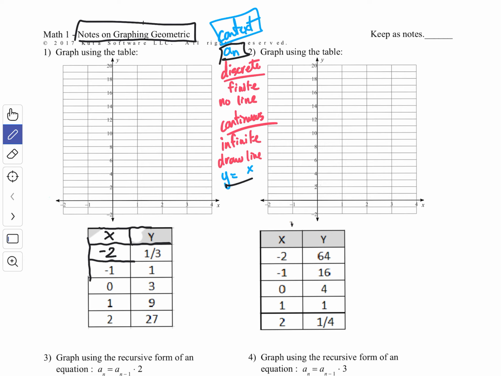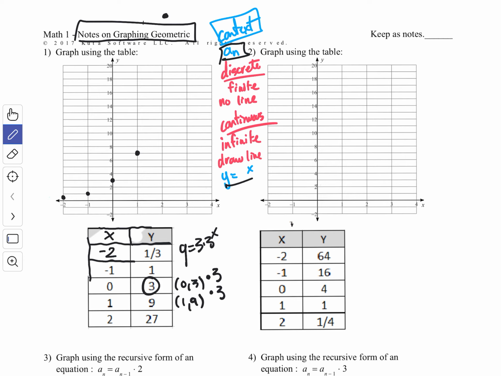So we just plot the points. Negative 2, 1/3 would be about right there. Negative 1, 1 right here. 0, 3 right there. These are just the points. 1, 9 right up here. And 2, 27, which would be up here above our graph and above the words. We can see we're timesing by 3, and we started at 3, so the equation would be 3 times 3 to the x. Because it's continuous, we're going to want to connect the dots.